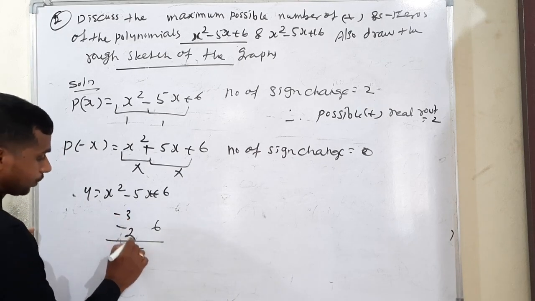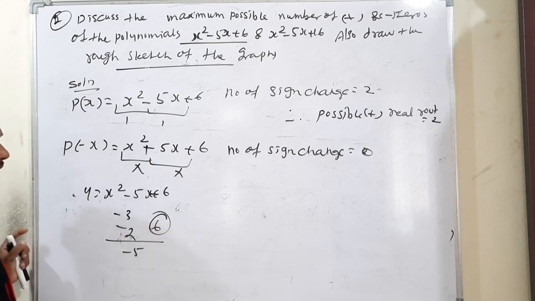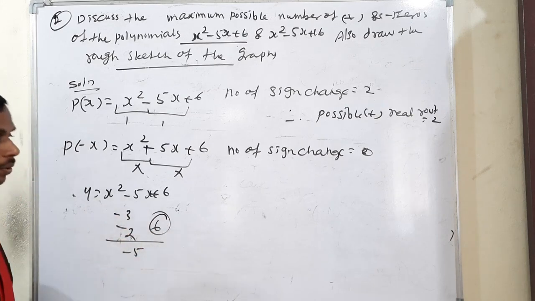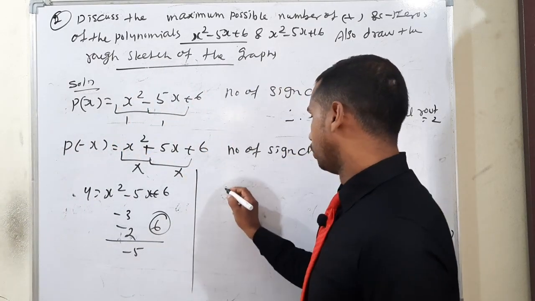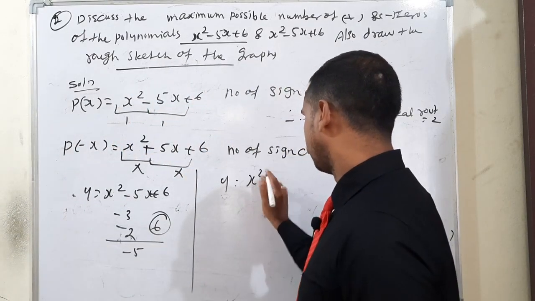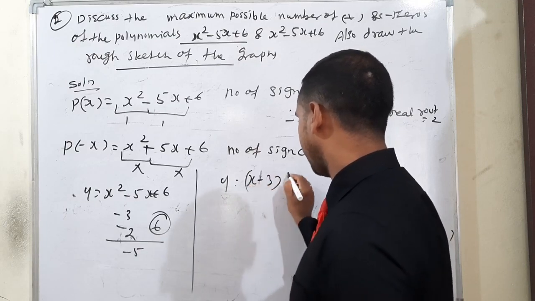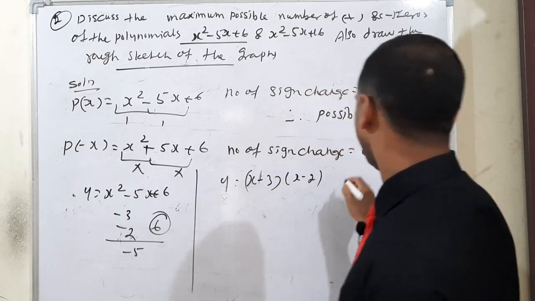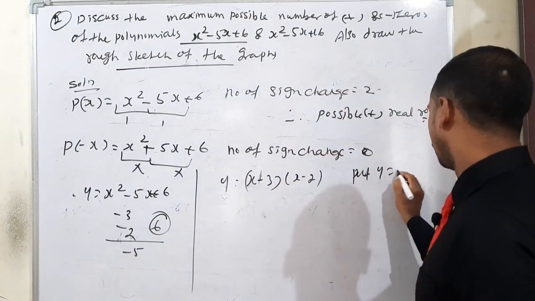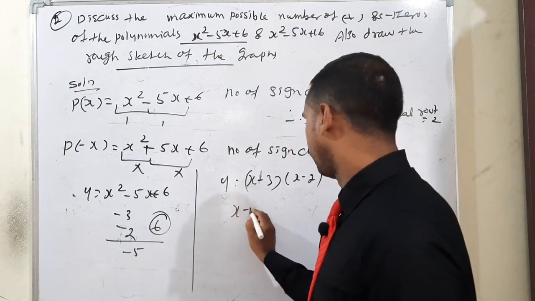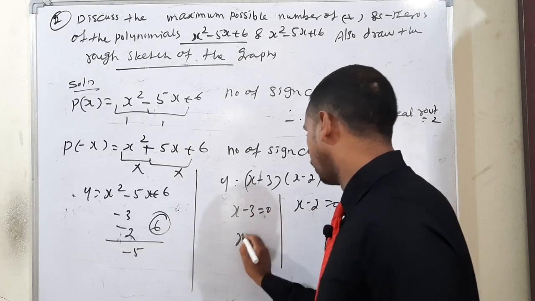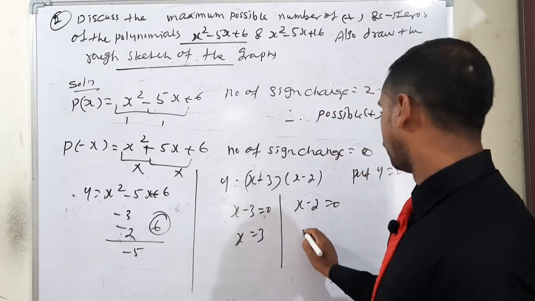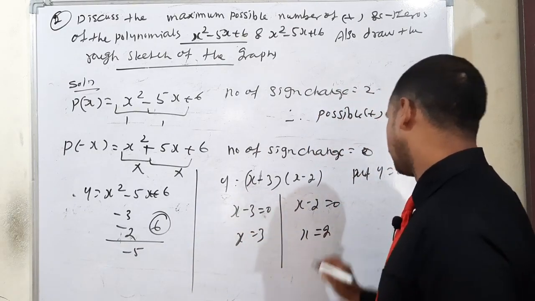Minus 3 and minus 2. So minus 3 into minus 2 means positive 6. Again, minus 3 minus 2 is equal to minus 5. Therefore, how to rewrite now? So y is equal to x minus 3 and x minus 2. So put y is equal to 0, what will happen? x minus 3 is equal to 0 and x minus 2 is equal to 0. The first condition, x is equal to positive 3. The second case, x is equal to positive 2.